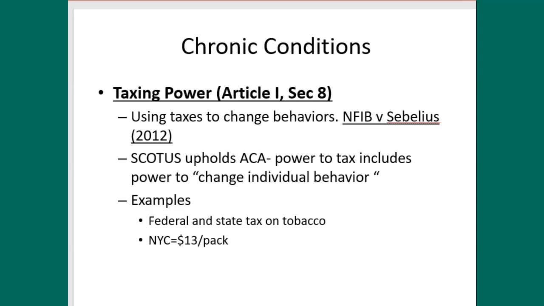There, the Supreme Court held that the Affordable Care Act included a tax. That tax was what we call the individual mandate. Because that was deemed to be a tax, the law was upheld as constitutional, and the court recognized that the power to tax includes the power to change individual behavior. What we mean by that is that the federal government, by taxing a particular product, can exercise its power to discourage the use of that product by hitting you in the pocketbook.